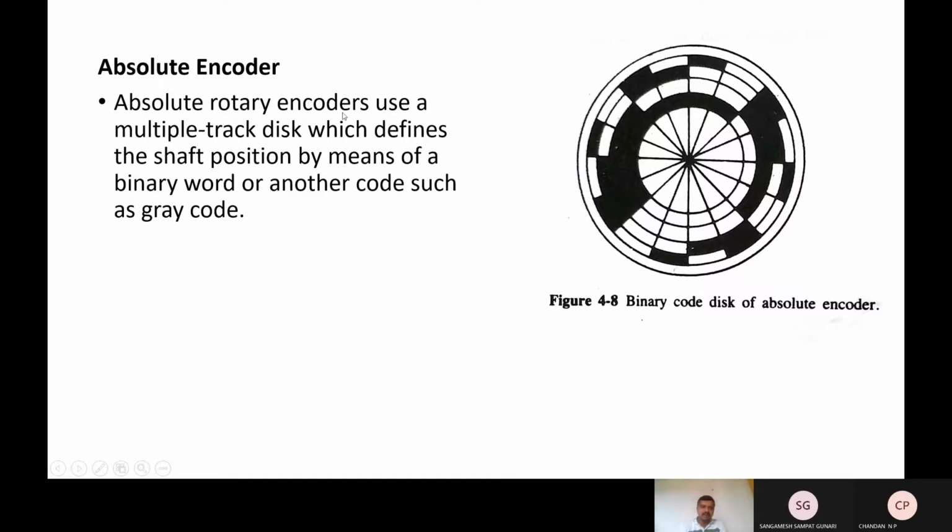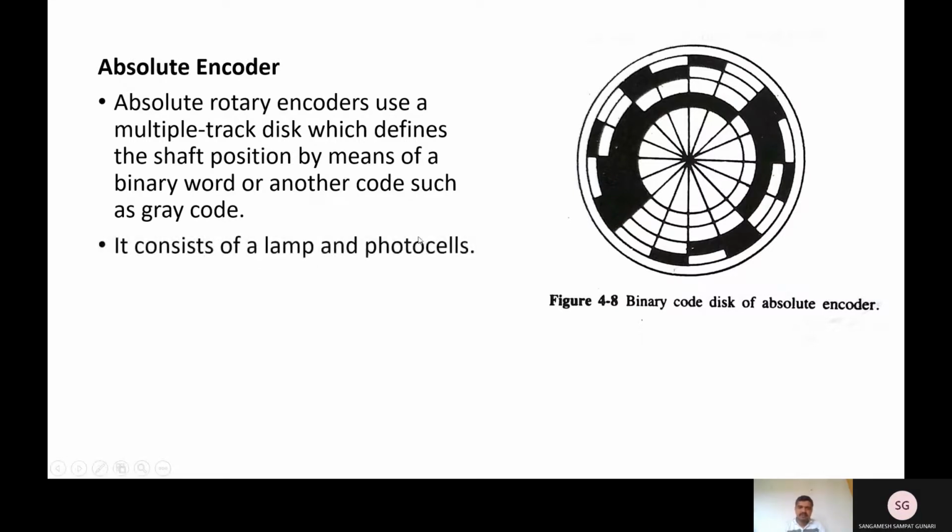Absolute rotary encoders use a multiple track disk which defines the shaft position by means of a binary word or another code such as gray code. Based on this code, you will get an idea where exactly the shaft is located. You can even get the angular positions, incremental positions exactly.